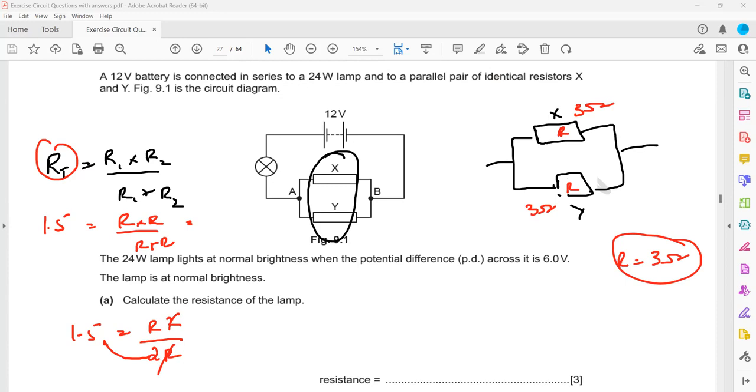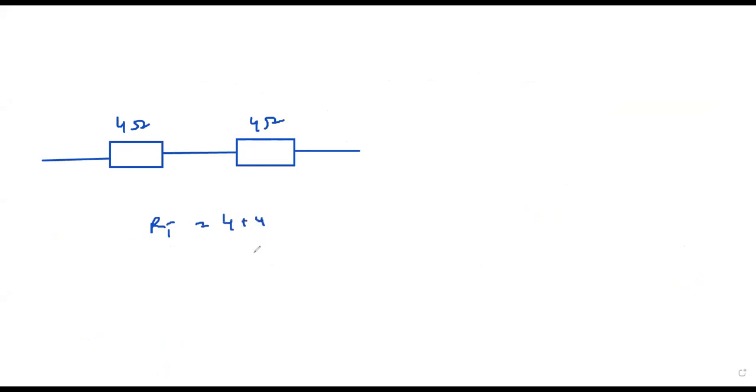Whenever two resistors are connected in parallel, the combined resistance decreases. When two resistors are connected in series, the combined resistance increases. So if you have two resistors connected in series, and each has a resistance of 4 ohms, and I want the combined resistance of these two, we will simply sum them. 4 plus 4, the combined resistance is 8. So whenever the components are connected in series, the total resistance increases. But if the two components are connected in parallel, the combined resistance of a circuit decreases.